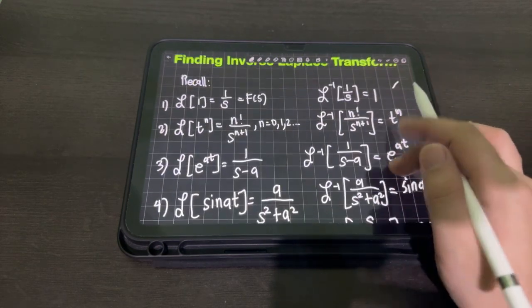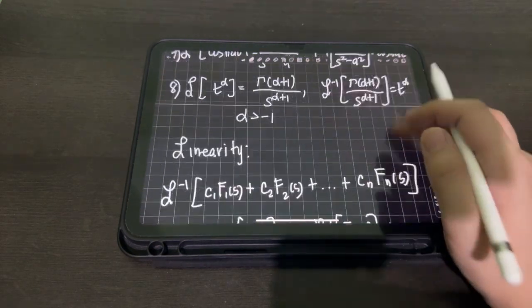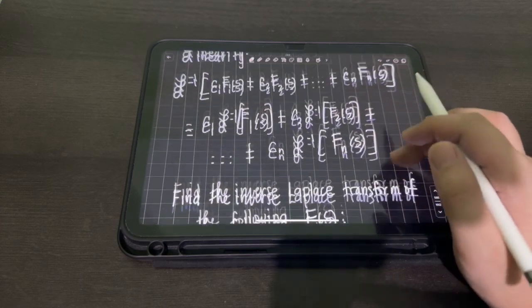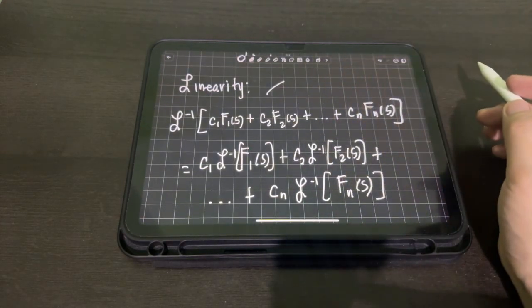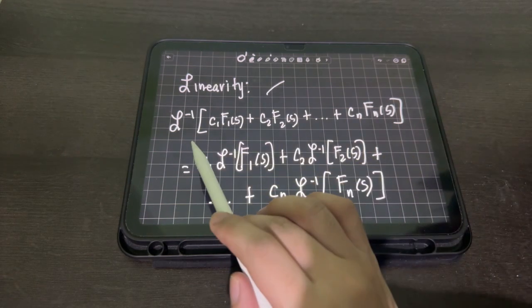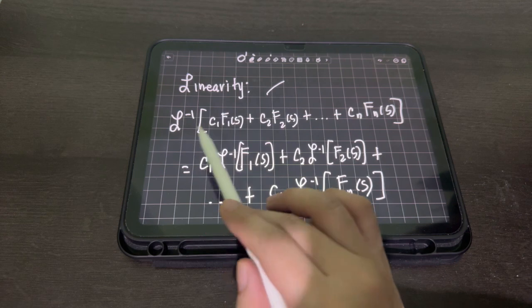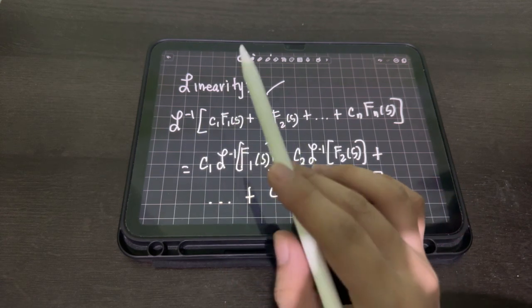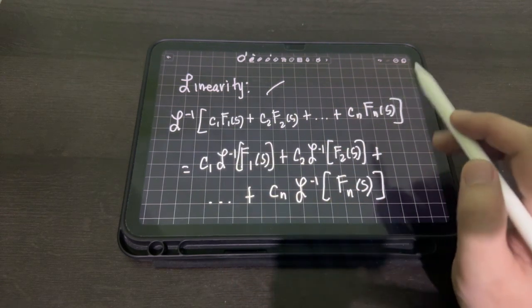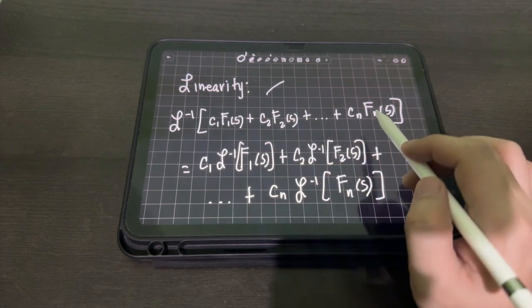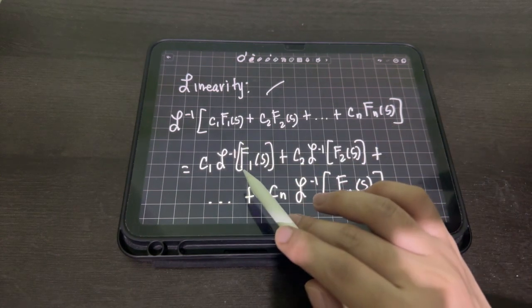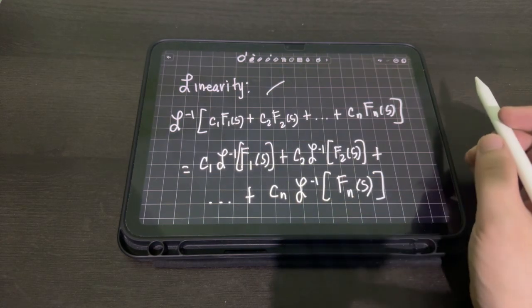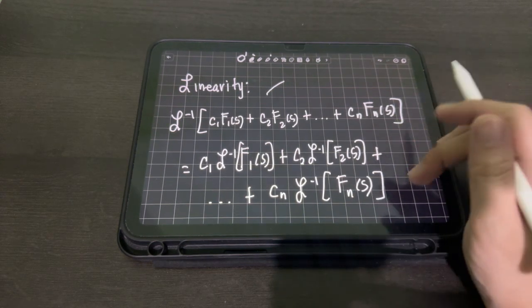We will use these formulas again to evaluate the inverse Laplace transform. By the way, the inverse Laplace transform also has the linearity property. That is, if you have the inverse Laplace transform of a sum of functions of s, you can just get the sum of the inverse Laplace transform of each. Okay, applying the linearity property.